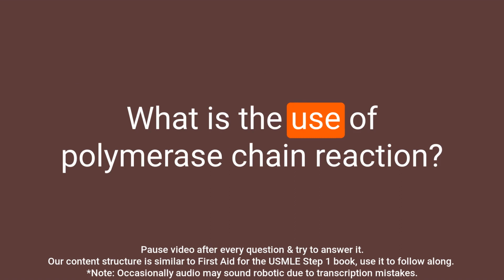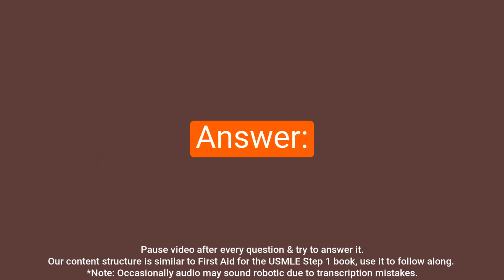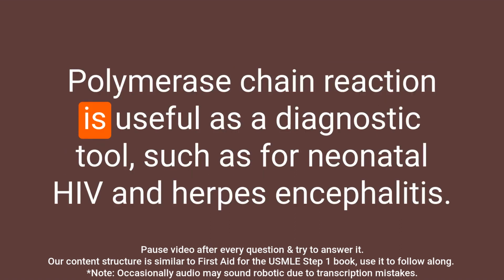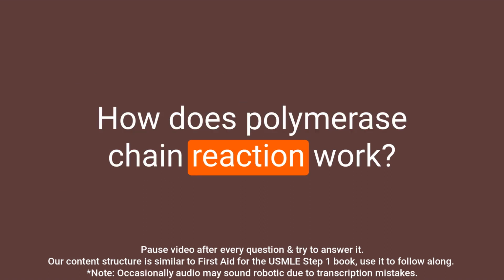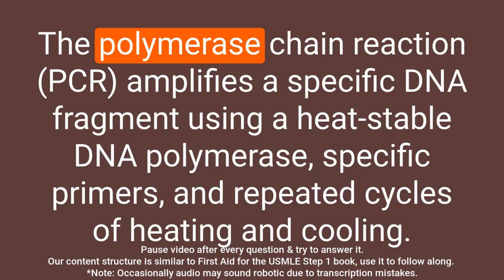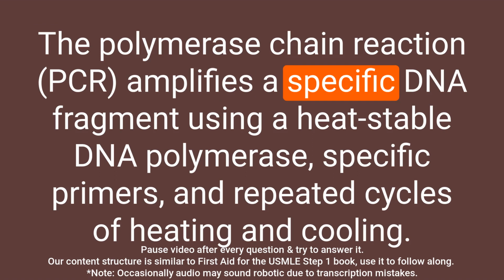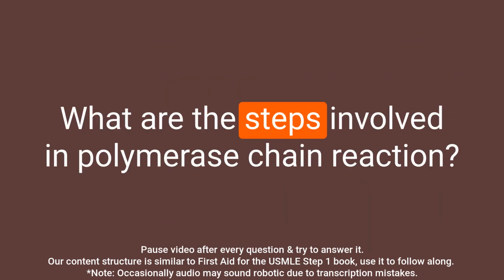Question: what is the use of polymerase chain reaction? Answer: polymerase chain reaction is useful as a diagnostic tool, such as for neonatal HIV and herpes encephalitis. Question: how does polymerase chain reaction work? Answer: the polymerase chain reaction amplifies a specific DNA fragment using a heat-stable DNA polymerase, specific primers, and repeated cycles of heating and cooling.